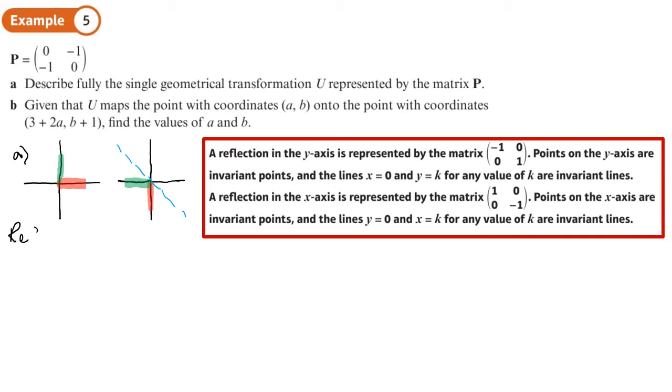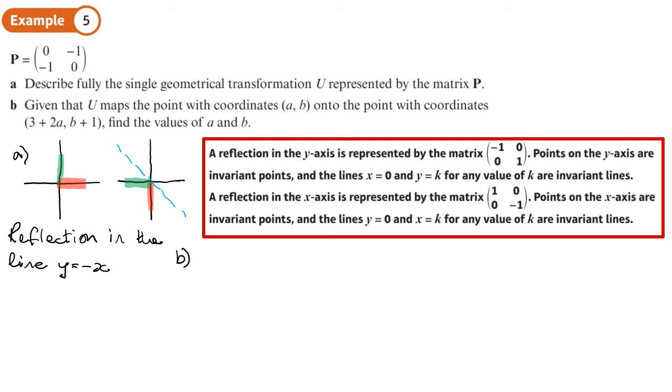So reflection, and we need to fully describe it, so we don't just say reflection. We need to give the equation of a mirror line. Reflection in the line y equals -x. So that's part A. Okay, there's a box here that gives us some general transformations, matrices which you can remember, but I find it easier just to work them out rather than try and memorize these. Part B, given that U maps the point with coordinates (A, B) onto the point with coordinates (3 + 2A, B + 1), find the values of A and B.